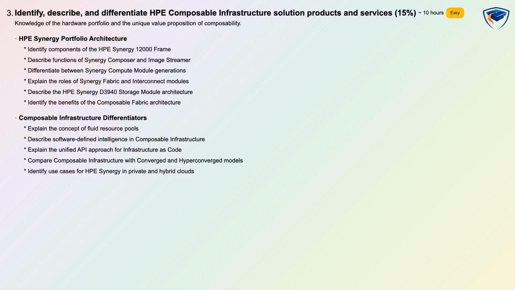You will learn the roles of Synergy Fabric and interconnect modules, the architecture of the HPE Synergy D3940 storage module, and the benefits of composable fabric and fluid resource pools. The domain also covers composable differentiators such as software-defined intelligence, the unified API approach for infrastructure as code, comparisons with converged and hyper-converged models, and use cases for private and hybrid cloud deployments.